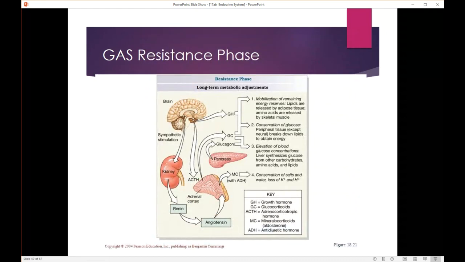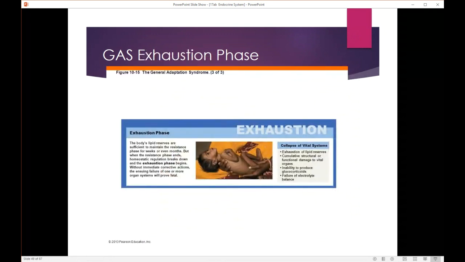Okay. During the resistance phase, this is when we're going to see the mineralocorticoids being released, as well as the glucocorticoids, right? The mineralocorticoid is aldosterone, and the glucocorticoids are those that start with cortisol, so cortisol, cortisone, right? So we're going to continue to see that elevation of our blood glucose concentrations. We're going to see a higher level of our blood pressure, and then we can get to that exhaustion phase.